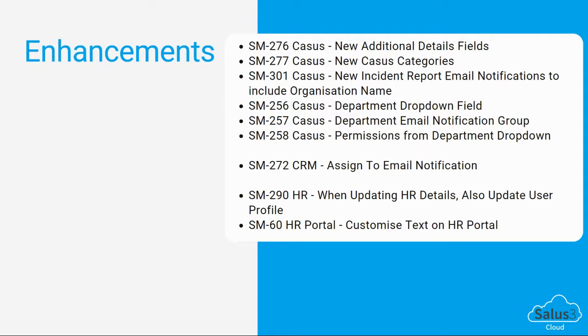There is now a department drop-down field, and then linked to that a department email notification group, so emails can be notified to individual departments. And then there's also an additional functionality where you can enable permissions from the department drop-down, meaning that only users within a department will be able to view and manage an incident record.